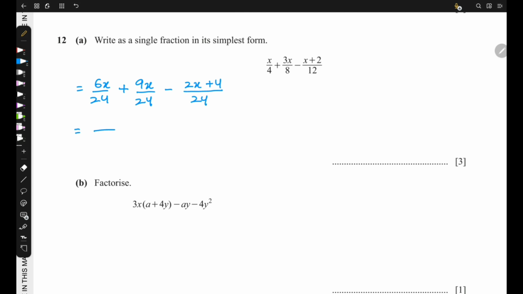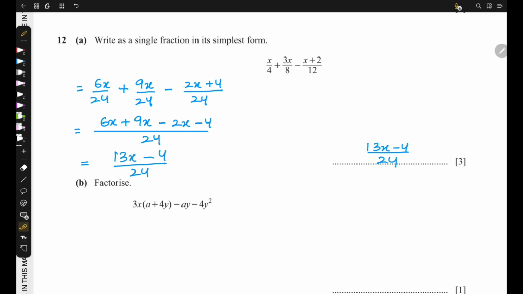Now, after getting the same denominator, I can add or subtract them. So in the denominator, I'll get 24. In the numerator, I'll get 6x plus 9x minus 2x and minus 4, because this negative sign changes the sign of these two terms. So at the end, 6x plus 9x is 15x, and 15x minus 2x is 13x. You don't need to do a lot of steps over here. So 13x minus 4 over 24. This is our final answer, 13x minus 4 over 24.